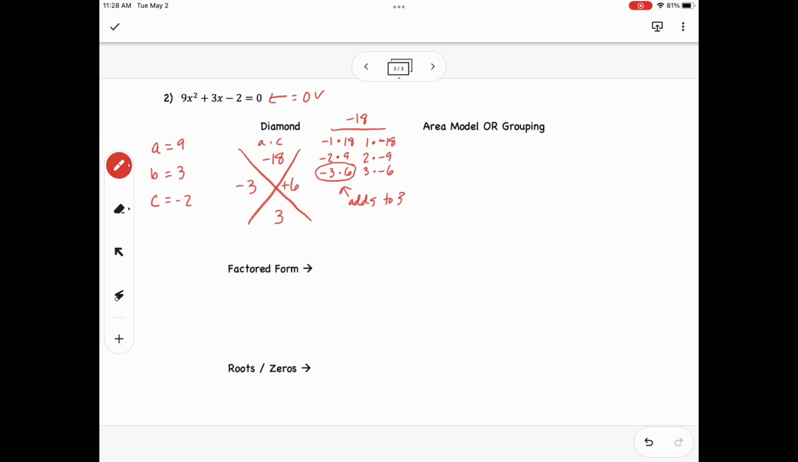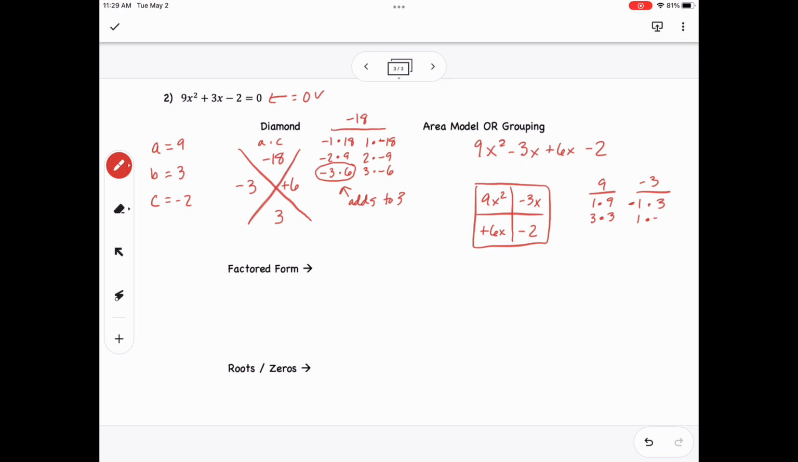For this problem, let's try the area model. So 9x squared plus negative 3x plus 6x minus 2. Make our box here and list them out. And so we can list out the factors of 9x squared, negative 3x, 6x, and negative 2 real quick and see what matches.